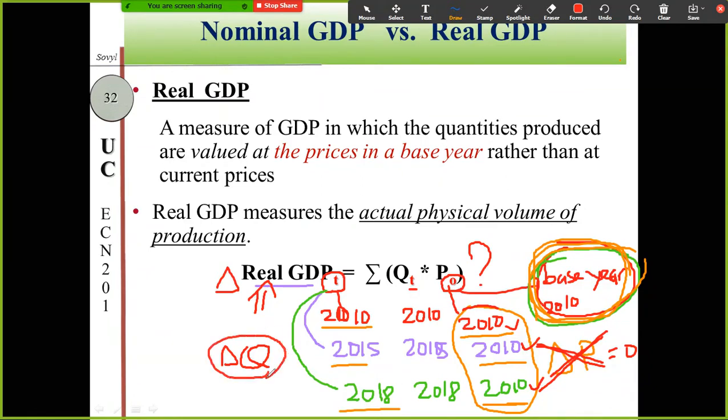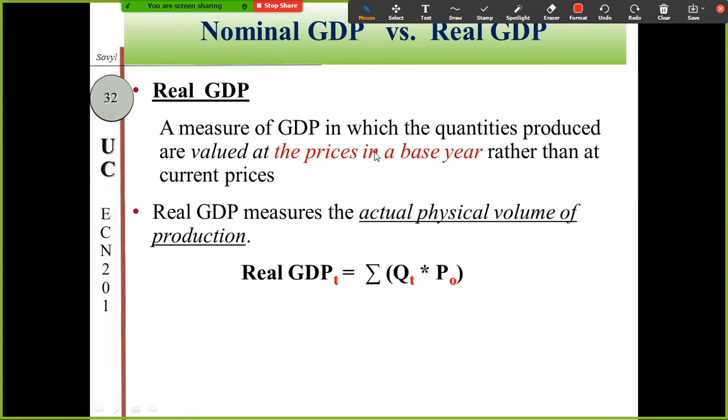That's why. What is Q? Q is an output from activities of production, from performance of production. So real GDP is a measure of GDP that we use in order to look at the actual physical production, physical volume of production, physical quantities of production, physical activities of production, physical performance of production. Okay, because there's no price change effect.